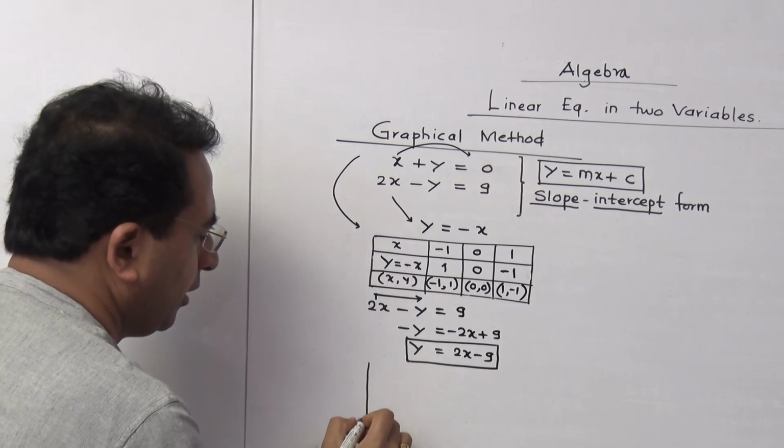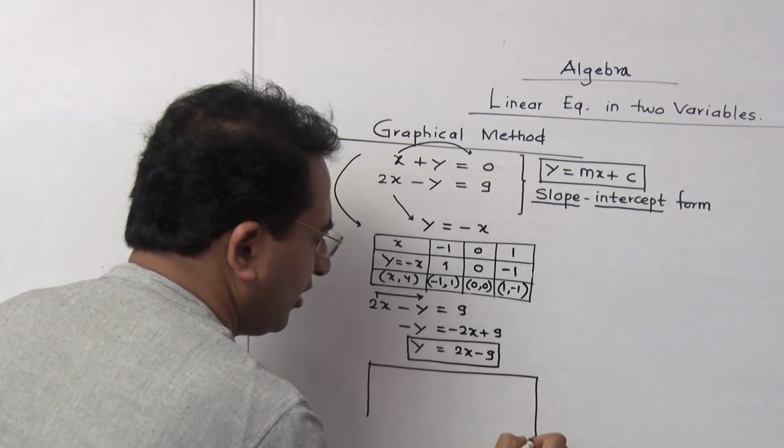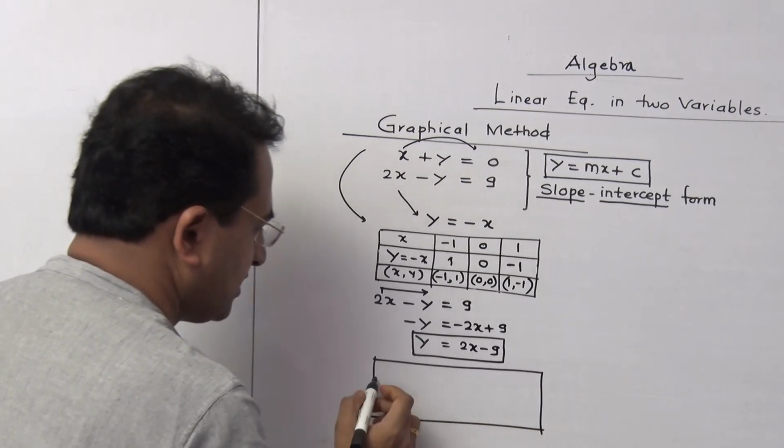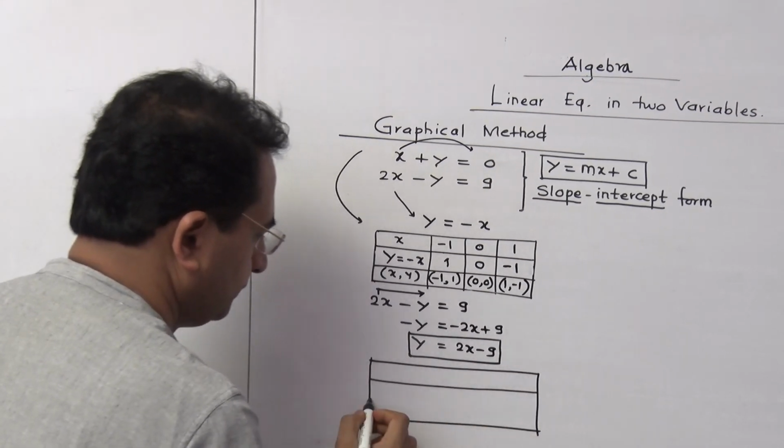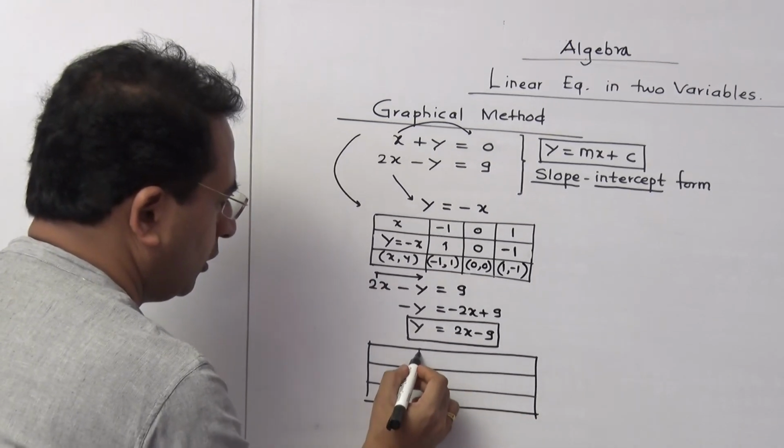Now we will prepare a table. This table again has 3 rows and 4 columns.